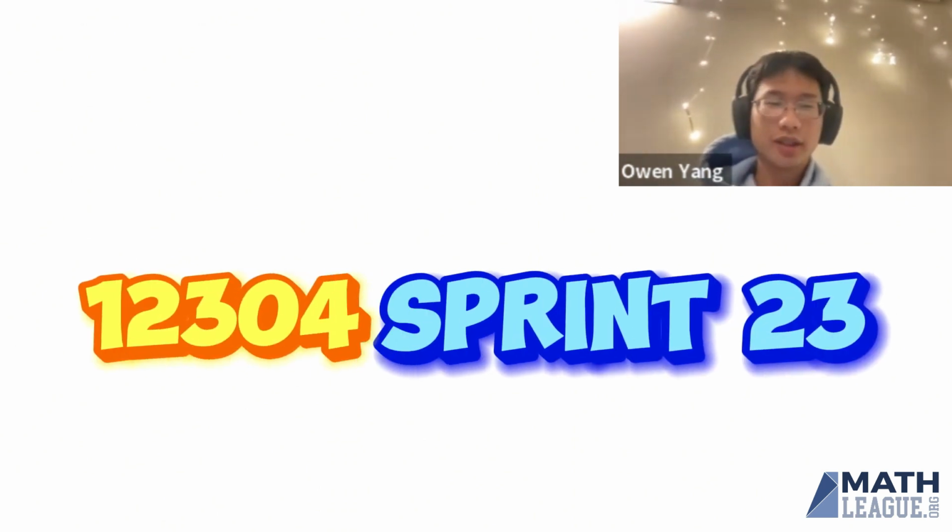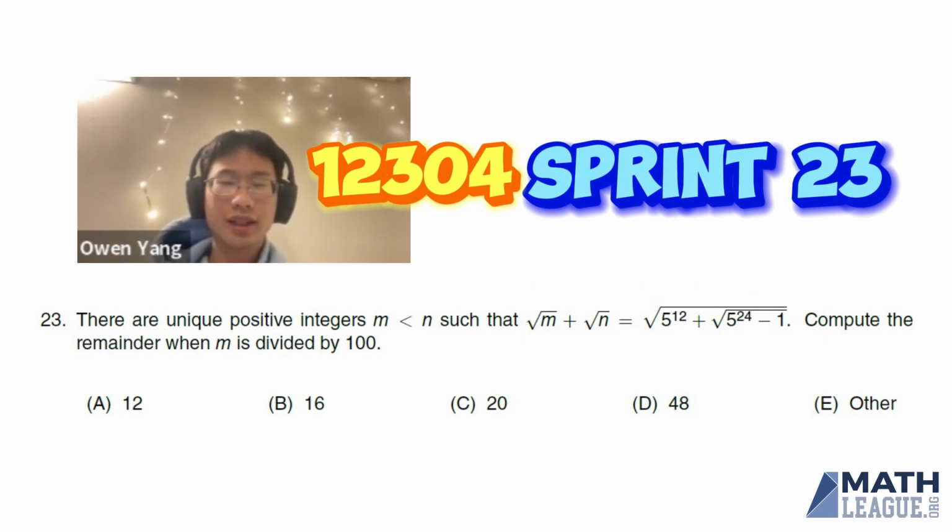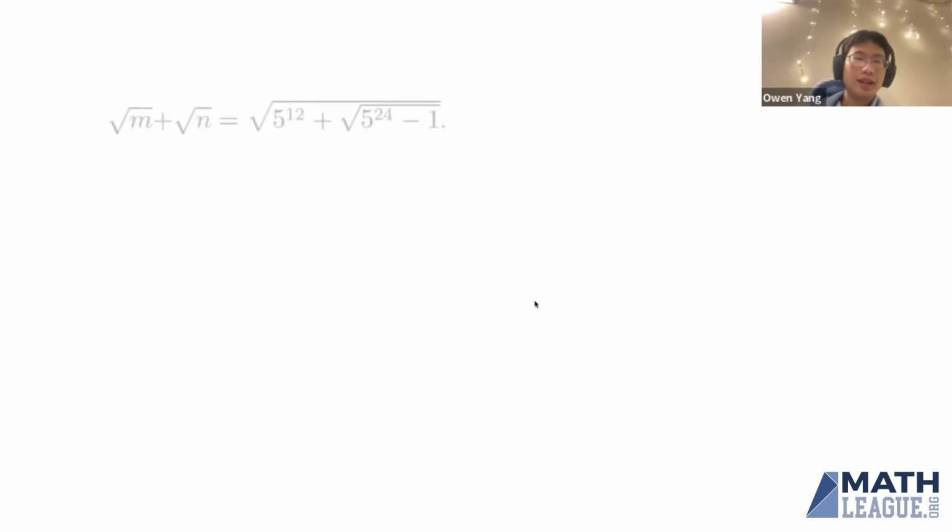So the question reads, integers m less than n satisfy the below equation. Compute the remainder when m is divided by 100. So what are we going to do? Well, there's a lot of square roots here. So one thing that we probably should do to make this a little bit easier is to square both sides.